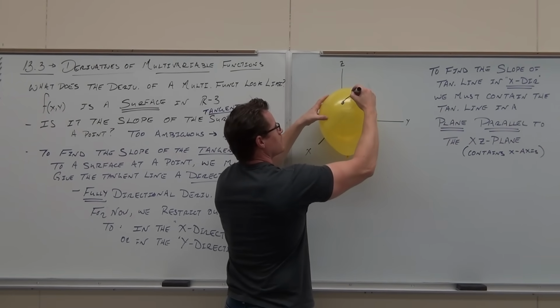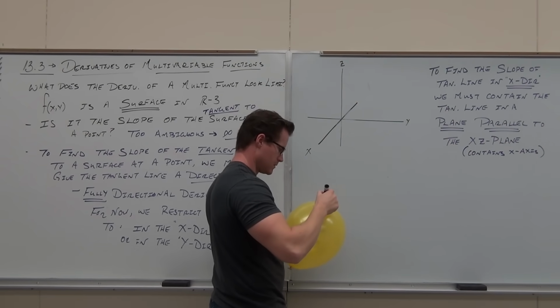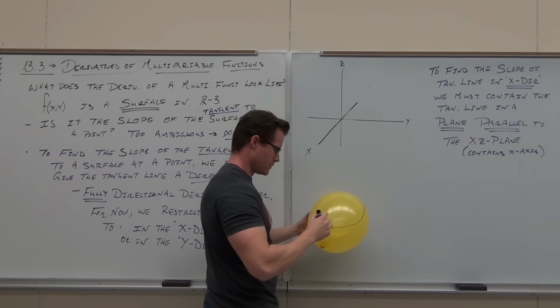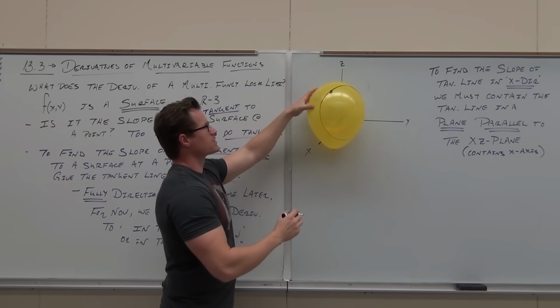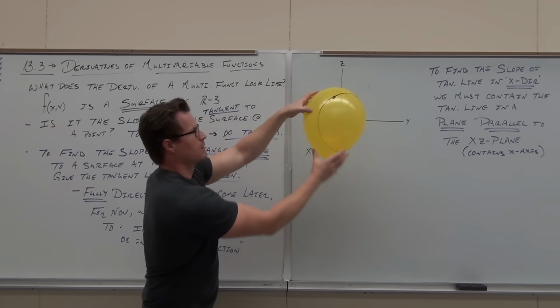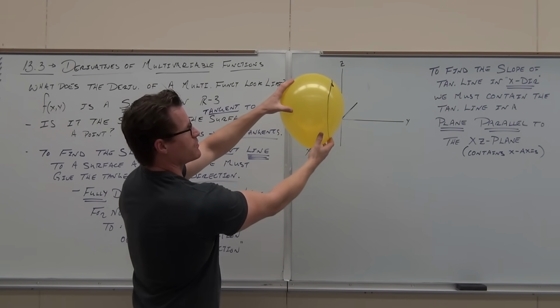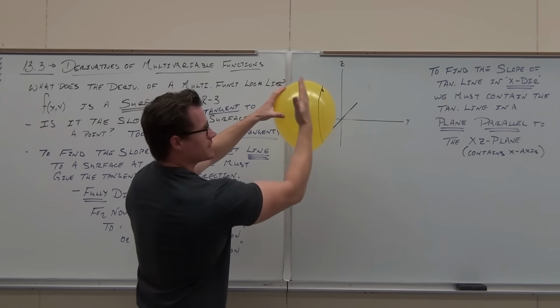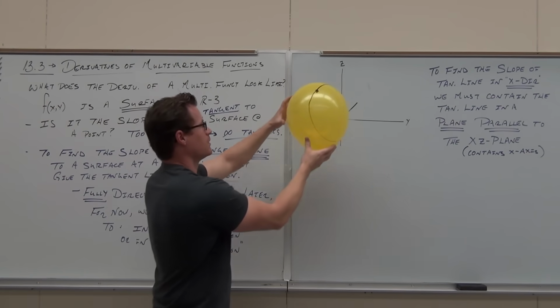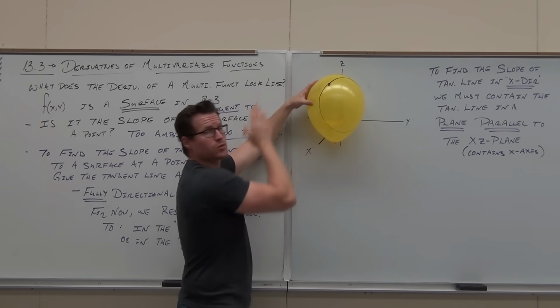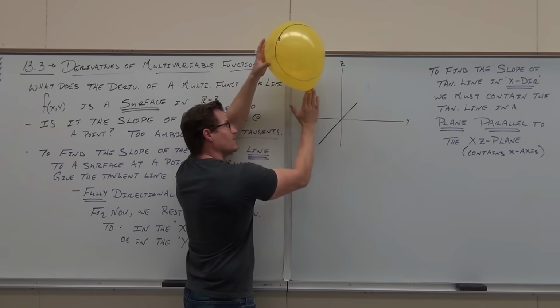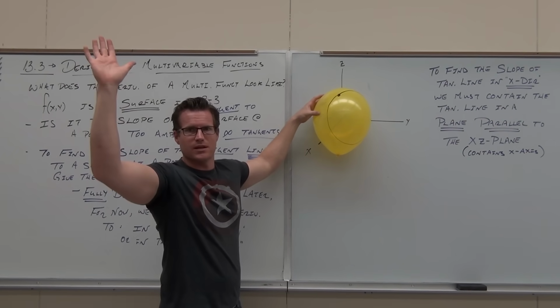If I cut it, that's pretty good for me. Can you see right now, if I held it this way, you could see it even better. Can you see that plane is cutting that balloon? Hold it this way. That plane is cutting that balloon. That plane is going through that point. That plane is parallel to the XZ plane. Show of hands if you understand that concept.